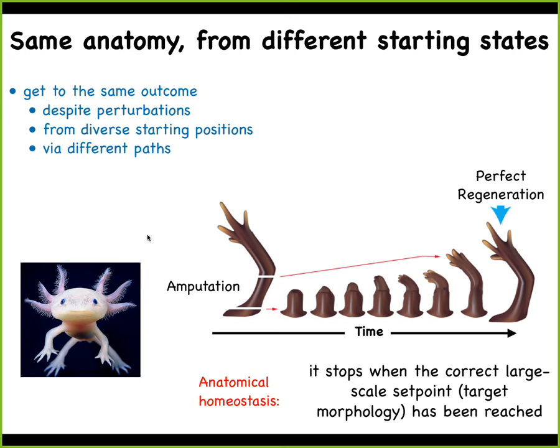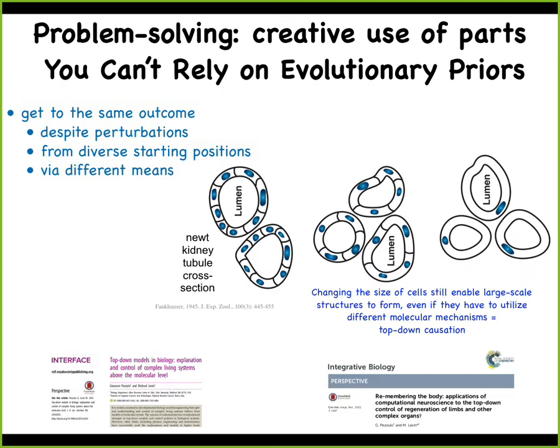And you can think of all of development as just regeneration. Development is regenerating an entire body from just one cell, right? So all of this is about error minimization and about navigating that space to get to where you know you need to be. In fact, this is one of my favorite examples.